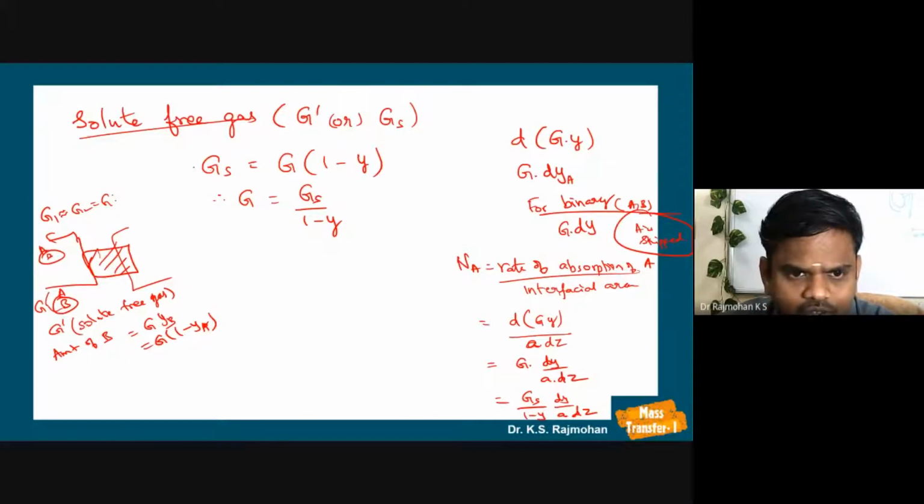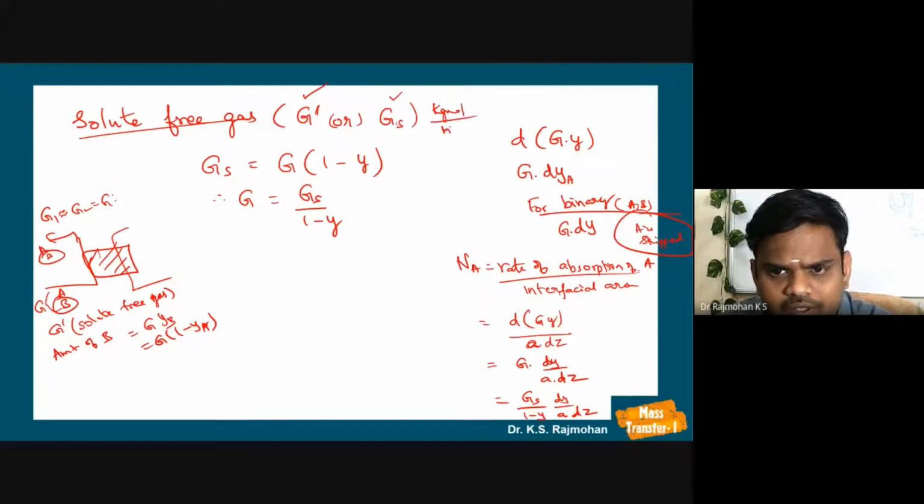So this is solute free gas G. In some textbooks we represent it as G dash, or some books represent it as G subscript S. G dash or G subscript S refers to solute free gas. It has the same unit, either kg moles per meter square second or kg moles per second, whatever it is, it will have the same units as G. But the only thing is it is solute free gas, because GS is going to be the same. It is valid also because whatever amount of B is entering will be equal to the amount of B leaving the system. That way, in terms of GS, we want to write the same material balance.